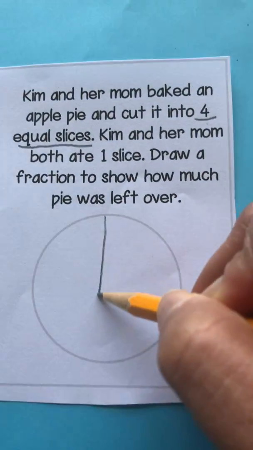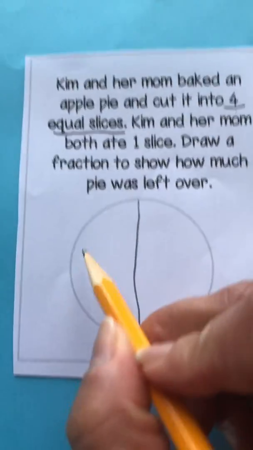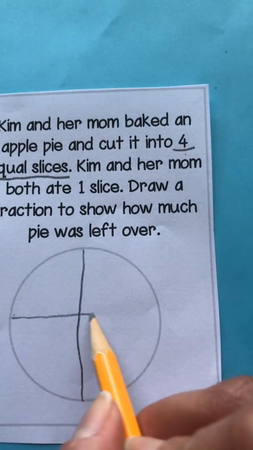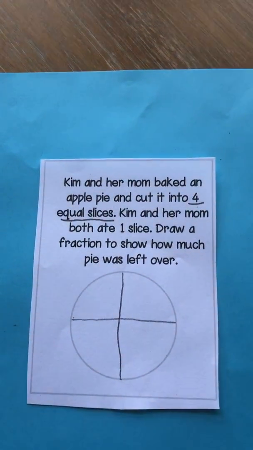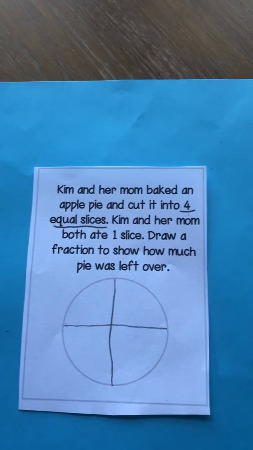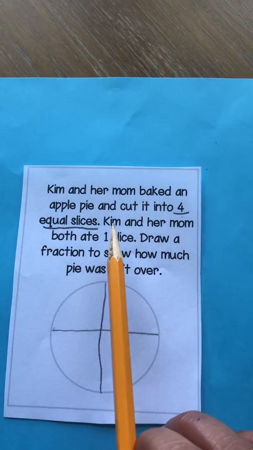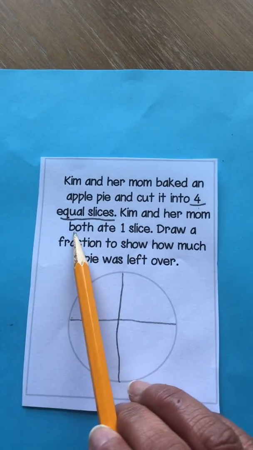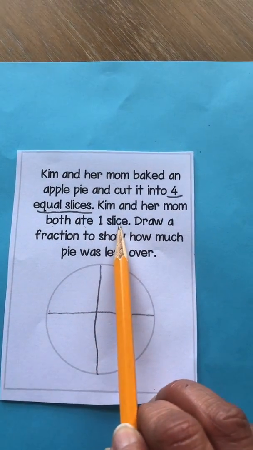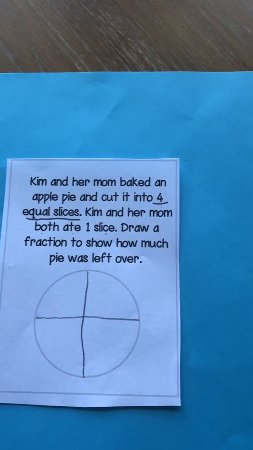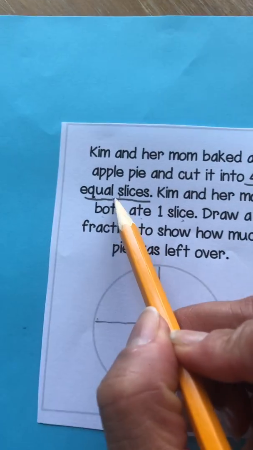We're going to draw a vertical line going down and a horizontal line going across. Now we have our 4 equal slices. Next, it goes on to say, Kim and her mom both ate 1 slice. Well, how many people is that if they're talking about both?